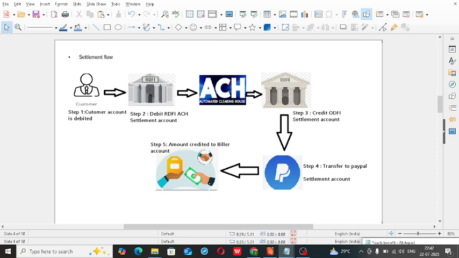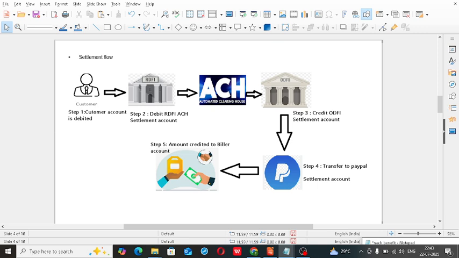Once the RDFI gets the ACH information, it debits the customer account. Again, the RDFI transfers the information to the ACH, the Automated Clearing House. The Automated Clearing House sends the information to the ODFI. The ODFI settlement account credit happens. After that, the ODFI settlement account is credited to the PayPal settlement account. Again, the PayPal settlement account debit happens, and that is credited to the biller side.